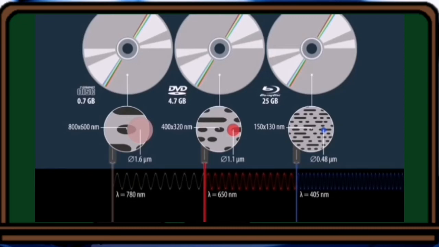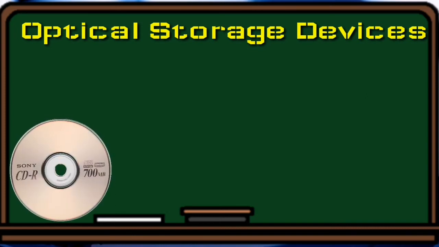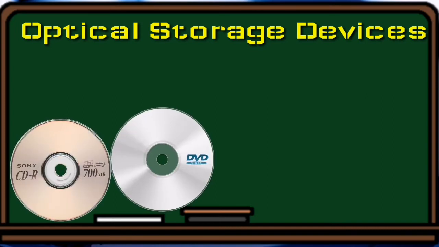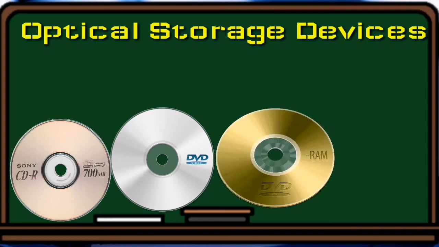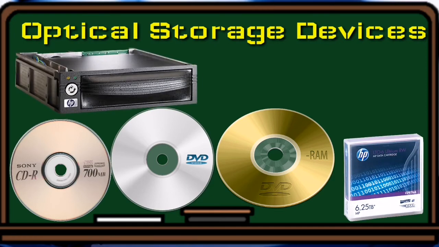Here are examples of optical storage devices: compact disc read-only memory or CD-ROM, digital versatile disc read-only memory or DVD-ROM, digital versatile disc random access memory or DVD-RAM, write-once read-many or WORM cartridges, removable mass storage or RMS, which are removable disk, and flash drives.